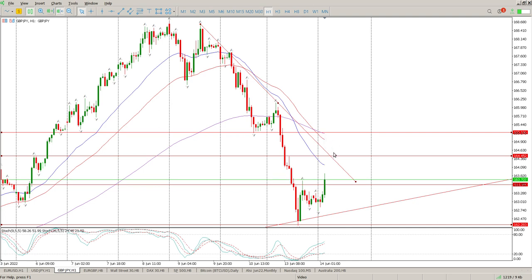So it should bounce down, come back, probably test this area, find a base here, and then that would get us an opportunity to be long. So just pay attention to this one. I think there's something brewing here to the upside.